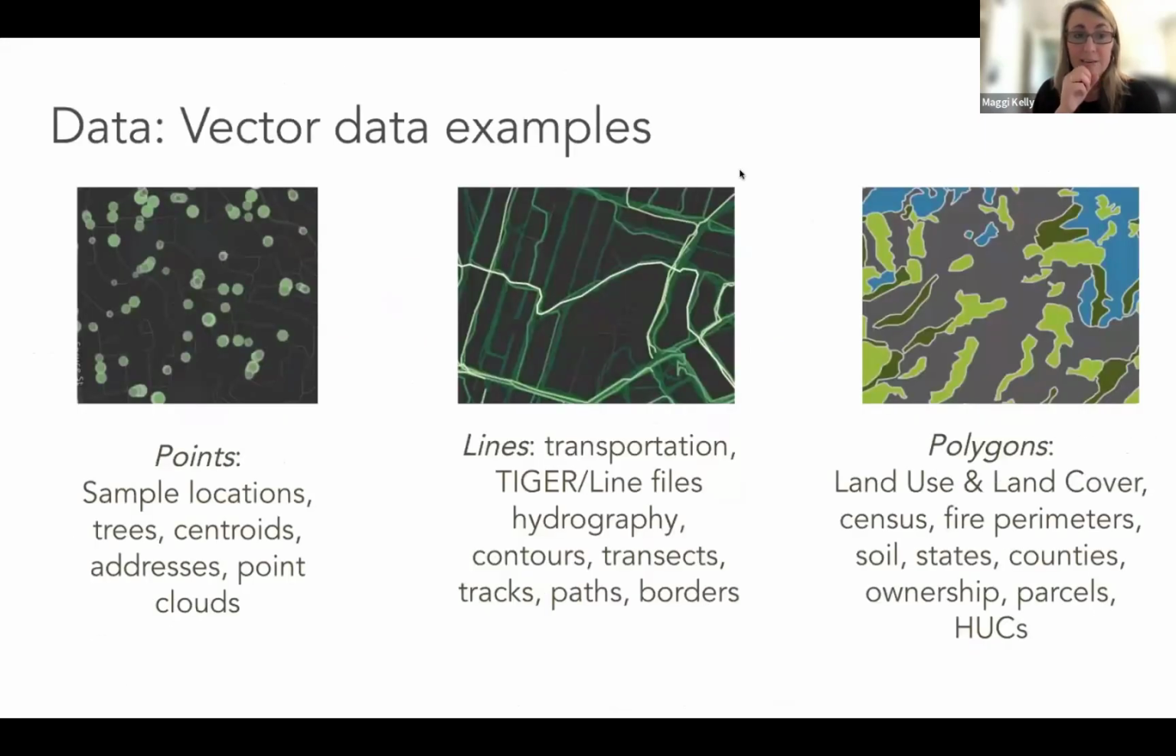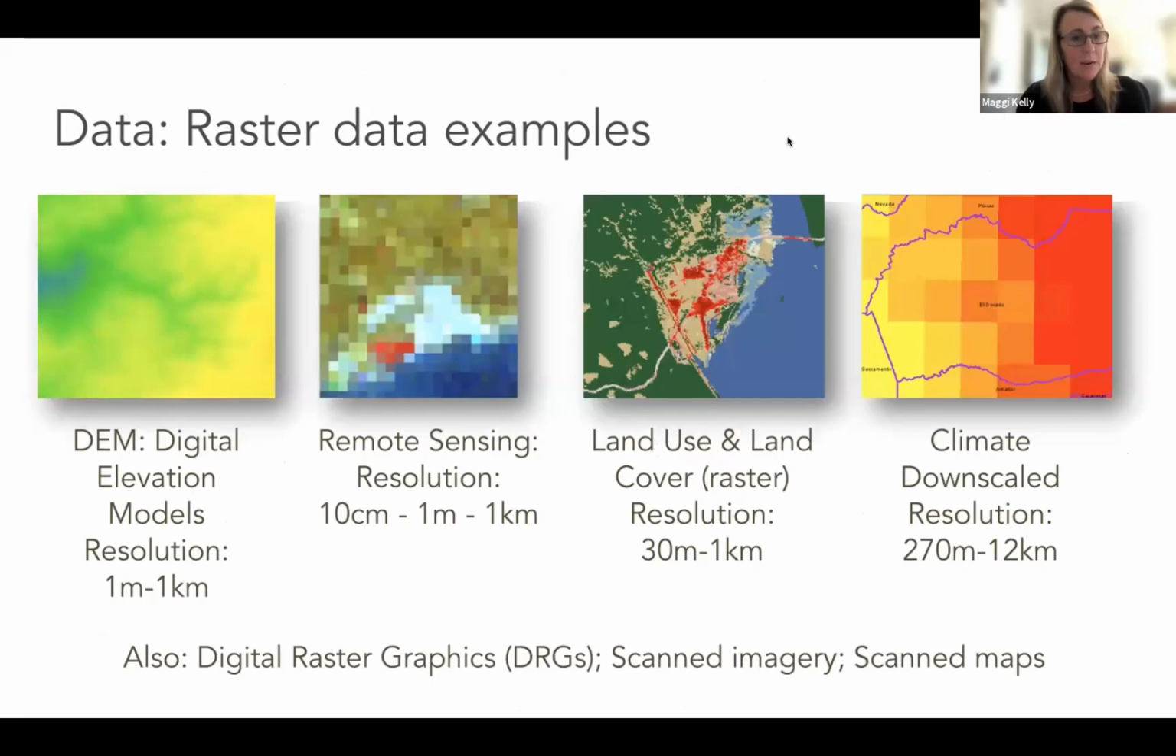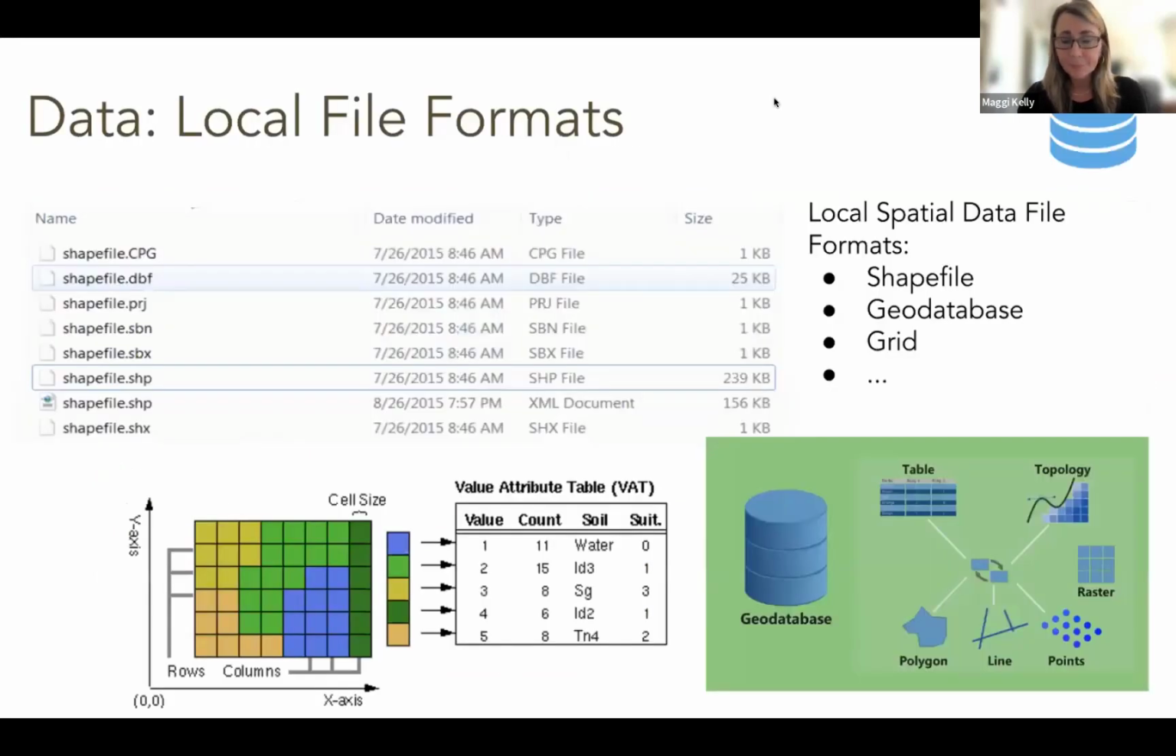We work with vector data all the time. We work with point data, with line data, with polygon data all the time. We work with raster data all the time: DEMs, elevation models, remote sensing data is all raster. Land cover data derived from satellite data is raster, and climate data. These are all typical raster data examples that we work with.